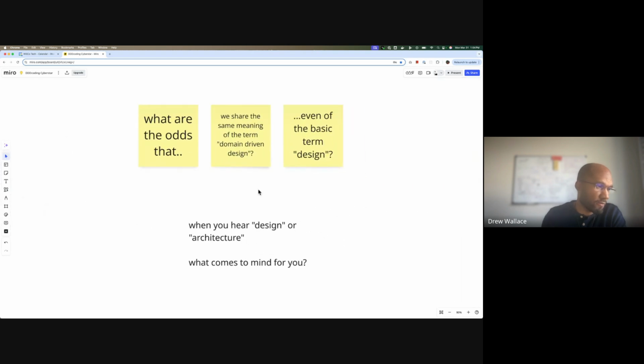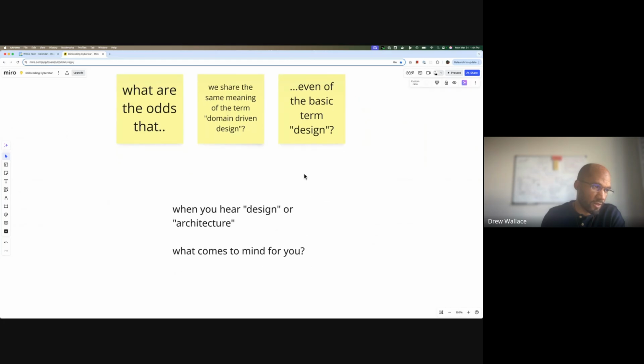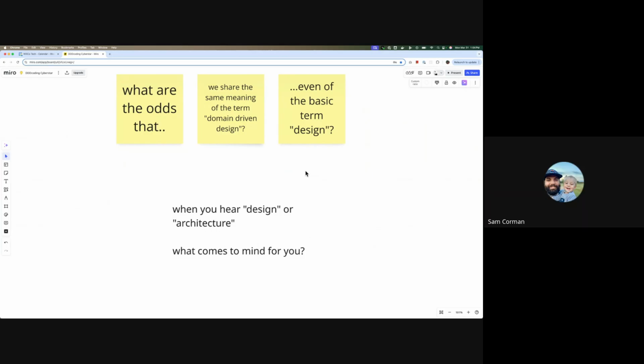All right, so let's start off with this. How many of us are in here? Maybe 8 of us. What are the odds that we share the same meaning of the term domain-driven design, or even design itself? What do you say? 8 different definitions? Maybe 5? Like 13%.